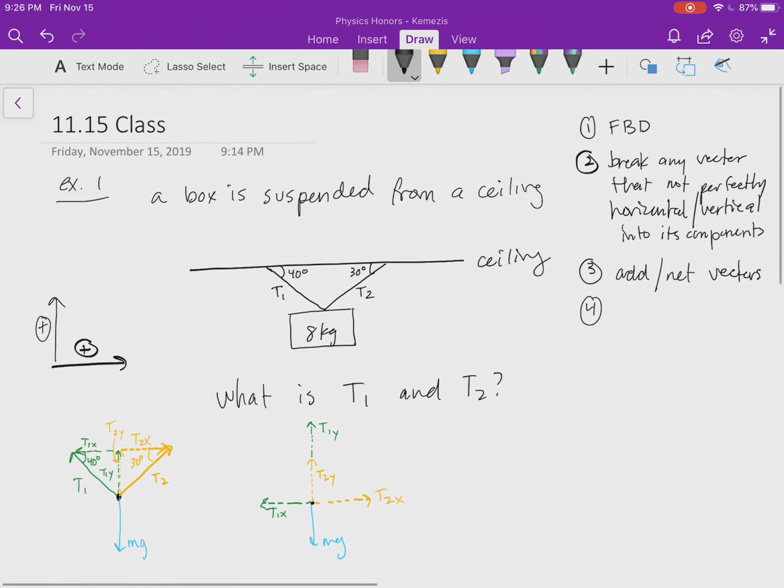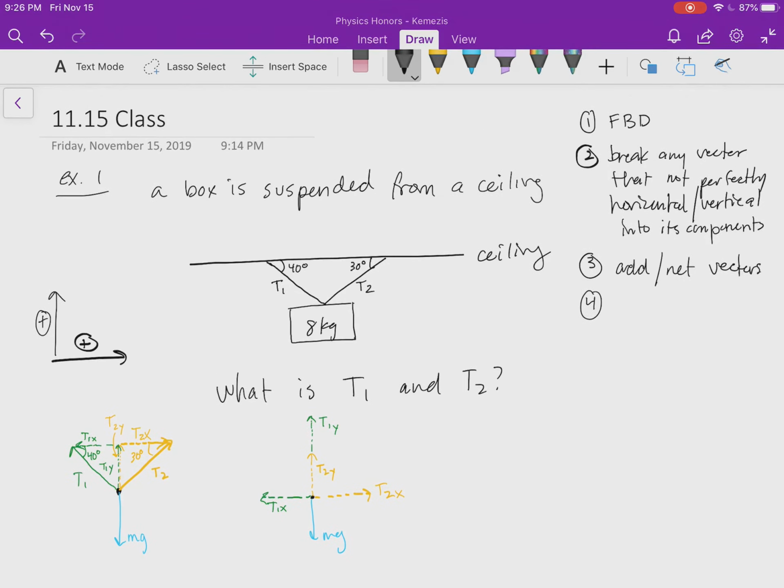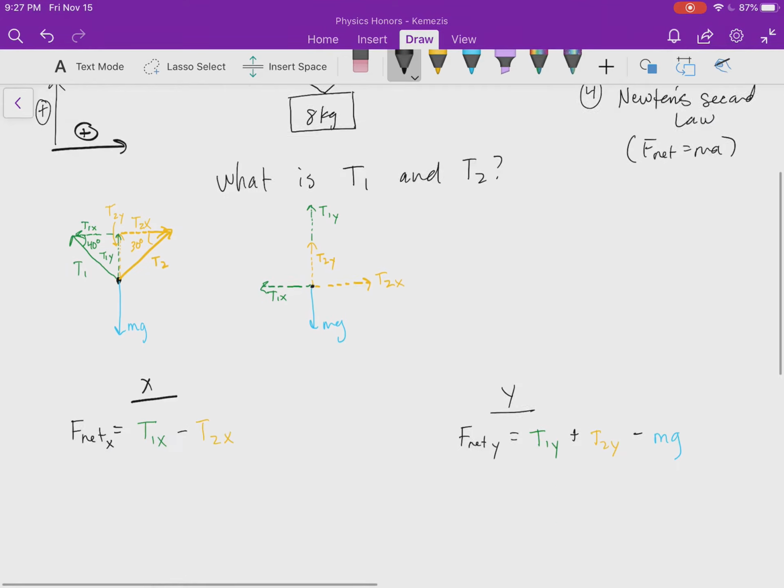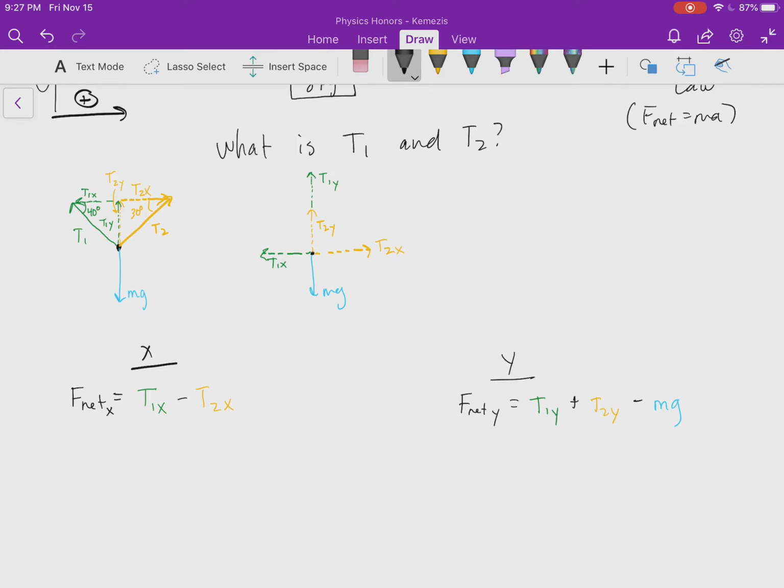And then the last thing that we're going to do, really the only equation we have been using faithfully in this unit is Newton's second law. Right, the F equals ma, F net equals ma. So if I know F net in both x and y, I know that both of these are equal to the mass times the acceleration.